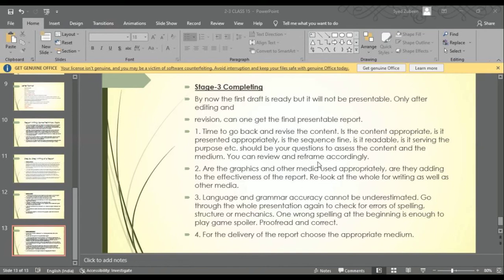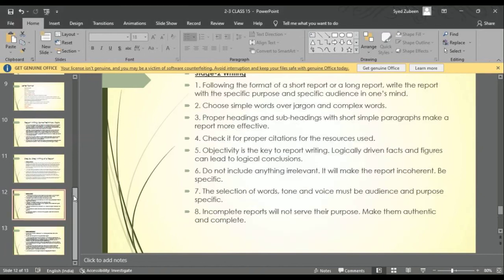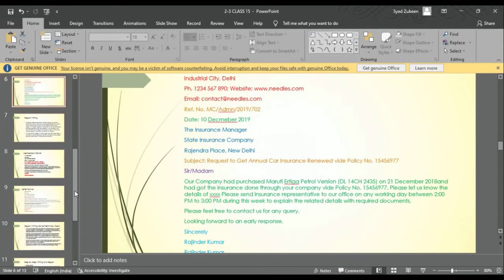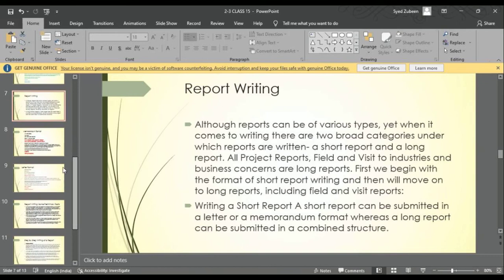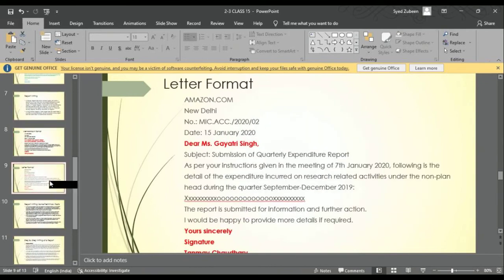Go through the whole presentation again to check for errors of spelling, structure, or mechanics. One wrong spelling at the beginning is enough to spoil the report, so proofread, and change and correct, right? So of course you need to proofread your report. You need to check for grammatical errors, spelling mistakes, or anything of that sort. You need to make your necessary edits, etc. And then for the delivery of the report, choose the appropriate medium. Sometimes the report is to be presented, sometimes the report is to be written, right? So how are you going to do that, right? And that is important. So we looked at report writing, and now we will be looking at the two formats.